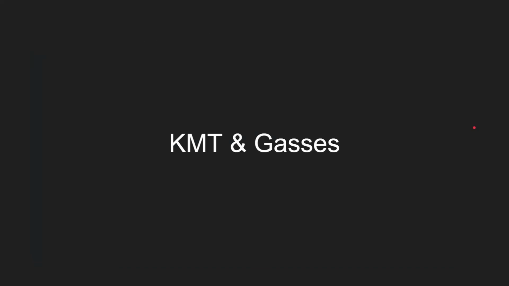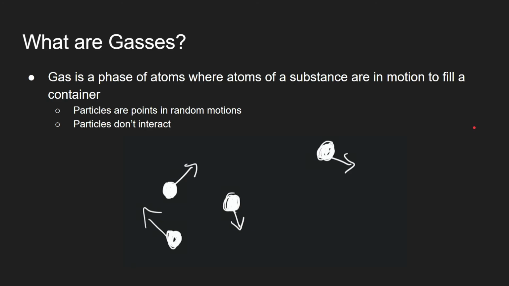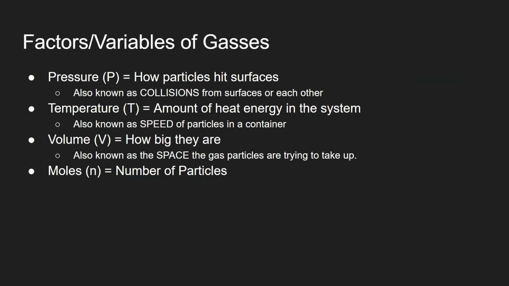Now, going on to kinetic molecular theory and gases. A gas is a phase where atoms of a substance are in motion to fill a container. Basically, particles are pointing in random directions, and they don't really interact with each other. As for factors and variables, pressure is how particles hit surfaces, and temperature is the amount of heat in the system.